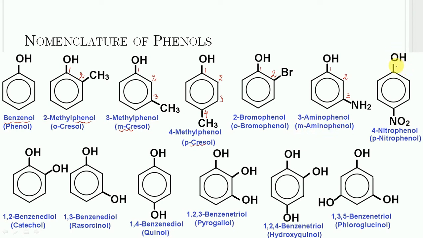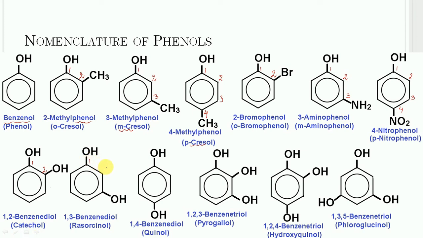Then this one, carbon number 1 and carbon number 4. So it is 4-nitrophenol and it is also called para-nitrophenol. So these are the examples of monohydric phenols. Then let us consider the case of the dihydric phenol. So this one is carbon number 1 and carbon number 2. So it is 1,2-benzenediol and the common name is catechol.